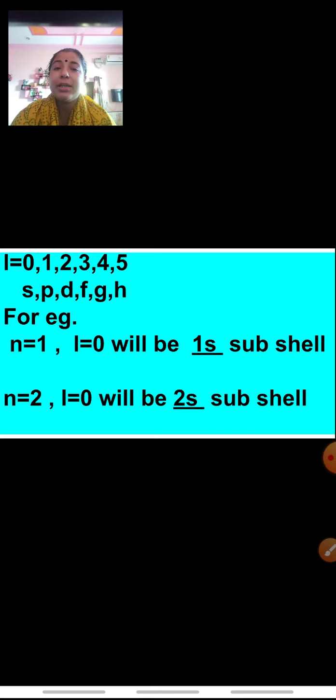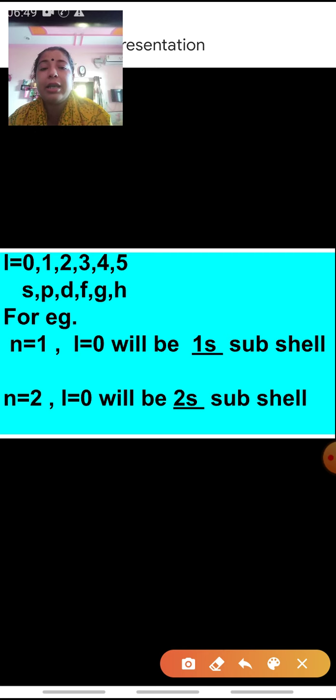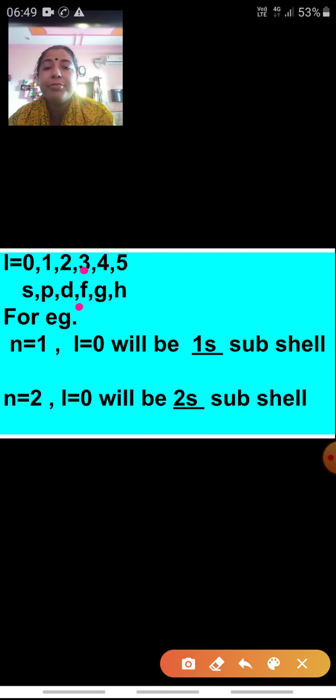Now, this actually is telling you about s, p, d, f, g, h, which are actually the subshells. Subshells means it is the subdivision. Now, if the value of l is 0, it means the subshell that is present is s. If the value of l is 1, then it is p. If the value of l is 2, then it will be d. If the value of l is 3, then it will be f. For 4, it will be g. For 5, it will be h.